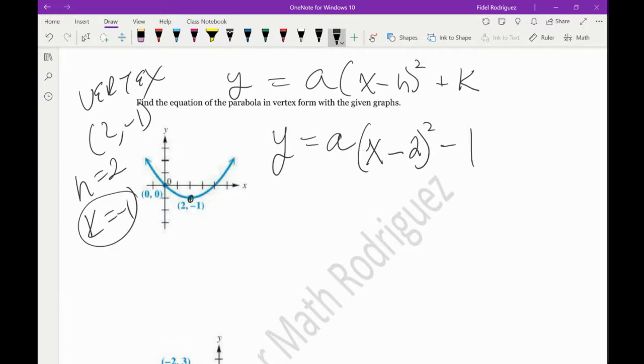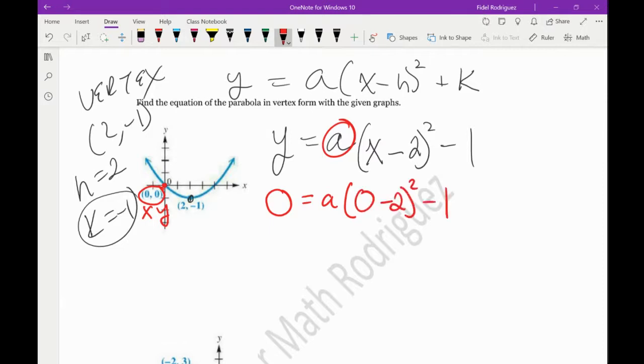There's one piece that we're missing: the one letter that I don't know yet, a. But we have another point on our graph, and that point is (0, 0). Remember, this is the x number, this is the y number. So I'm going to put a 0 where the y used to be, and a 0 where the x used to be. Now I'm going to solve the equation for the letter a, because that's the only letter that I'm missing.